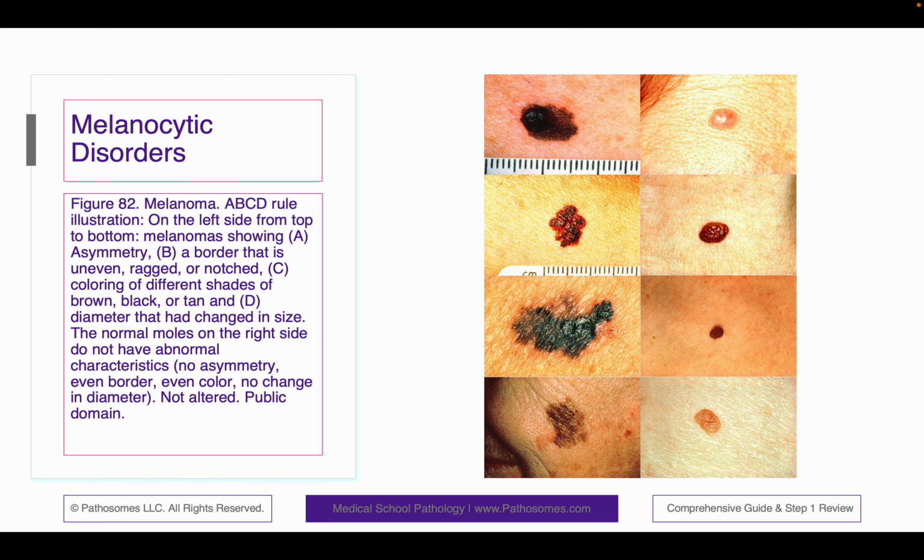And actually, there's an E that's not here, but I'll tell you now. Come here. Shh. E is for evolving. If the lesion's getting bigger, it's a bad sign. It means it's probably melanoma. So, asymmetry, border, coloring, diameter, whether it is big or small, and evolving.